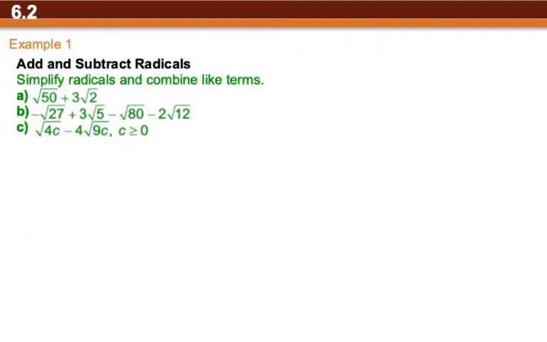Clear out the page for question C. We have square root of 4c minus 4 root 9c, and you'll notice after that we have a condition attached to the variable, that c has to be greater than or equal to 0, also known as c has to be a positive number. That is only there because we have a variable under the root, and as we know, we can't take the root of a negative, so this is just a condition saying that we have to have some positive under there.